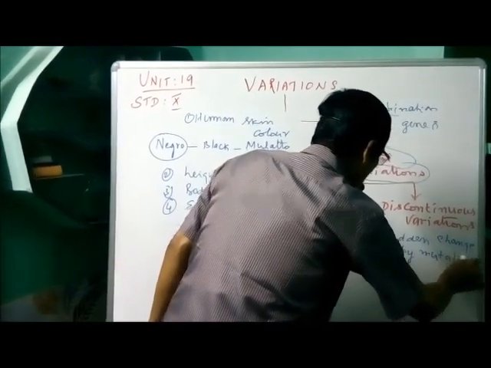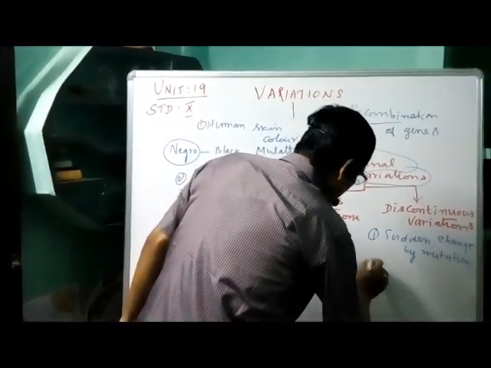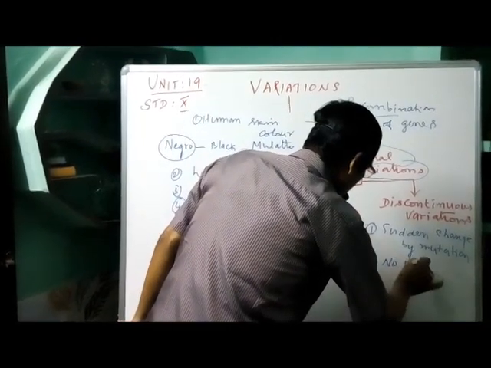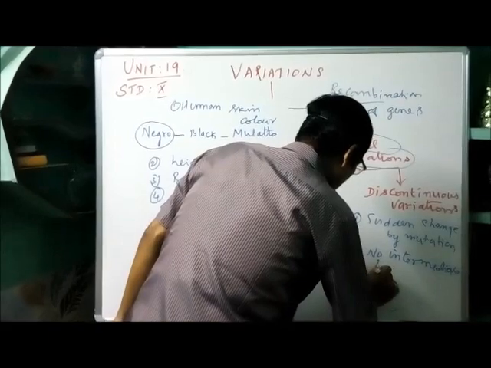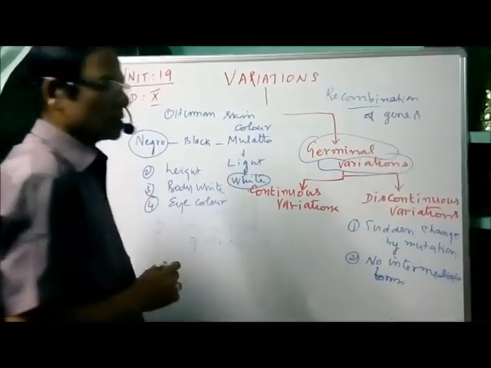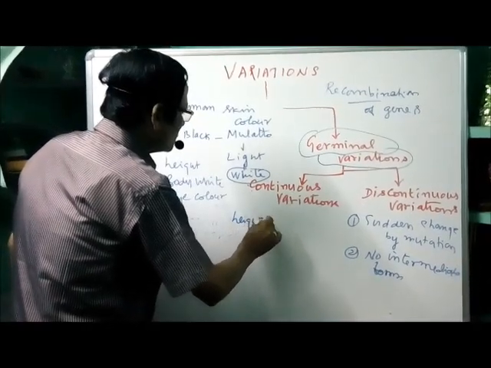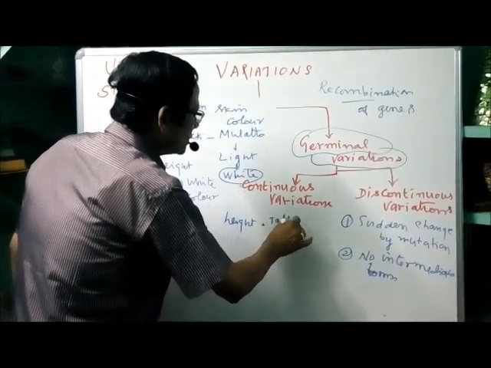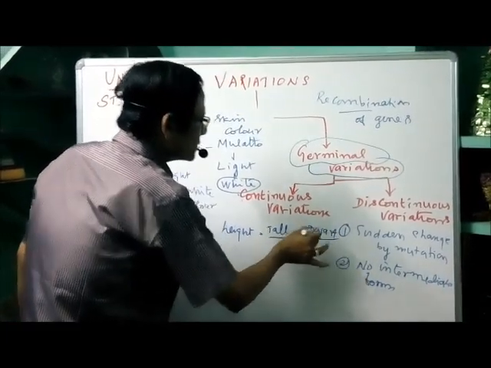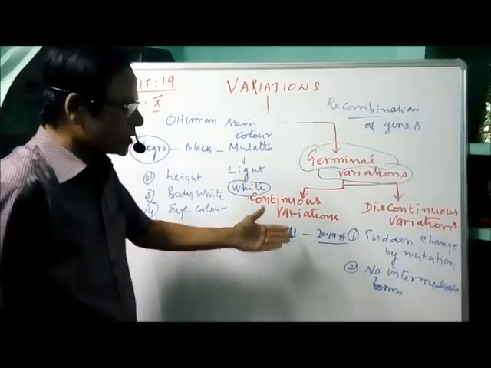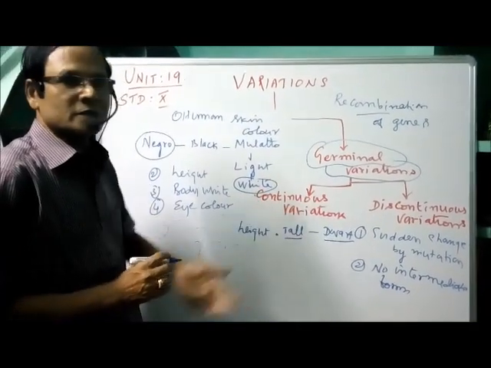They occur by sudden change, by mutation. There are no intermediate forms. For example, we have studied the garden pea plant. If you are taking the height of the plant, we have one variety tall, another variety dwarf. So this is one extreme, that is another extreme. Between these two varieties, there are no intermediate forms. That is what I mentioned, discontinuous.